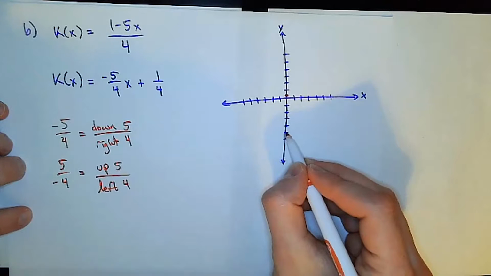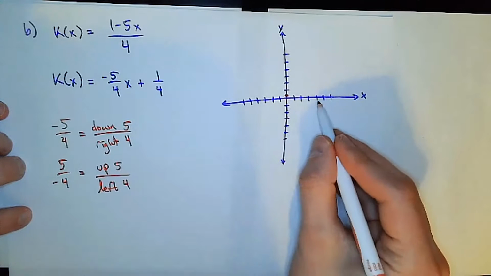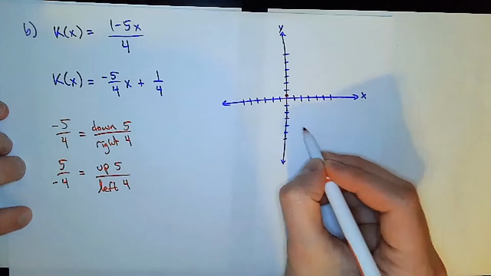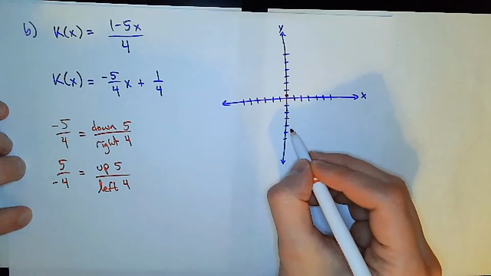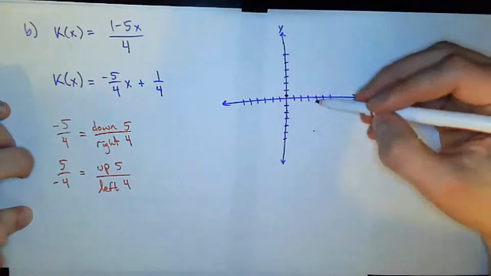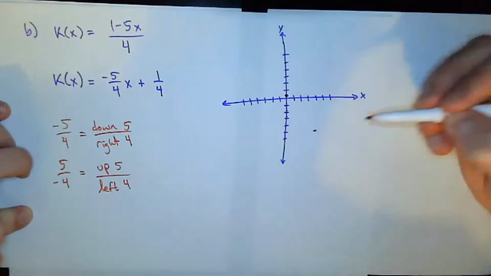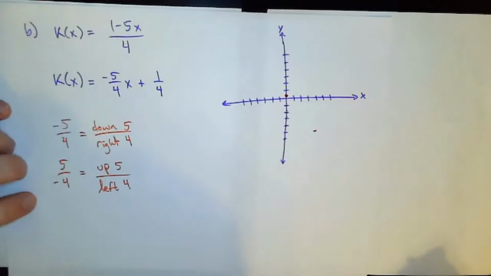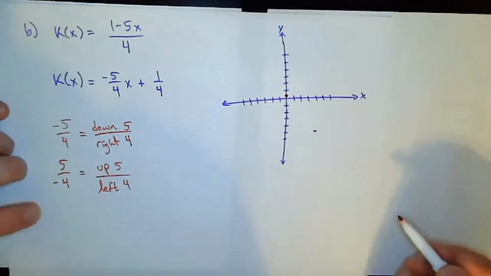And I want to go over 4. So somewhere out here. 1, 2, 3, 4, 5. So somewhere out here and there, maybe. Let's see, I'm not quite lined up. There we go. There's one of my other points. And that's enough for me to graph this.